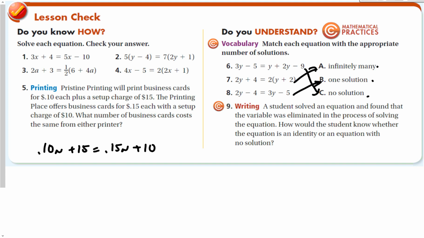When a student solved an equation and found that the variable was eliminated in the process of solving the equation, how would the student know whether the equation is an identity or no solution? Well, all you have to do is look at what is left. If it's the same, that's an identity. If it's different, that is no solution. And that is 2-4, solving equations with variables on both sides.